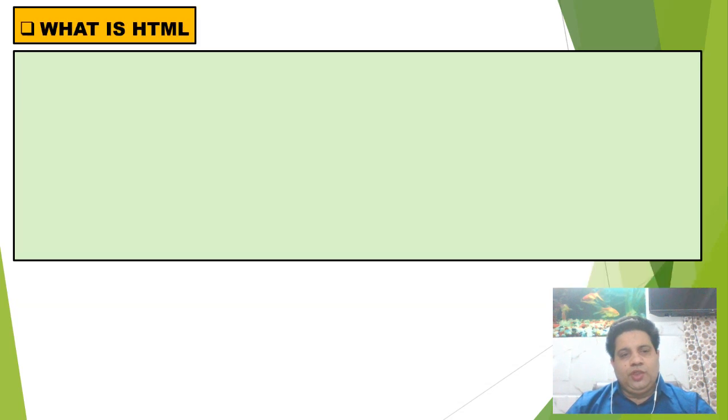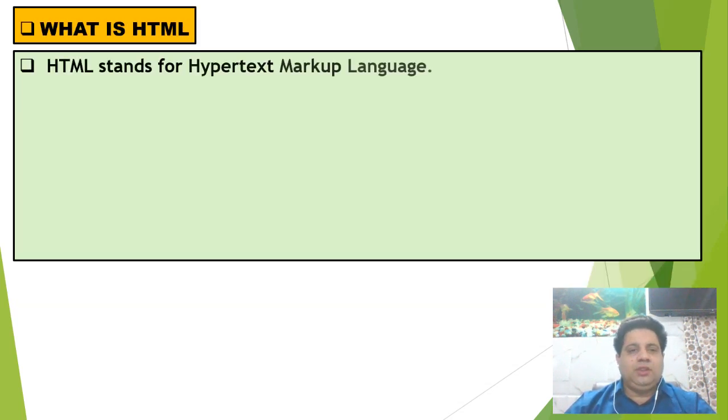Okay? So let's start with what is HTML. HTML stands for Hypertext Markup Language. Now you all should know that it is not a programming language. It is a markup language. Markup language consists of elements called as tags. Its commands are written within angular brackets, mean within less than and greater than sign. So this is markup language.